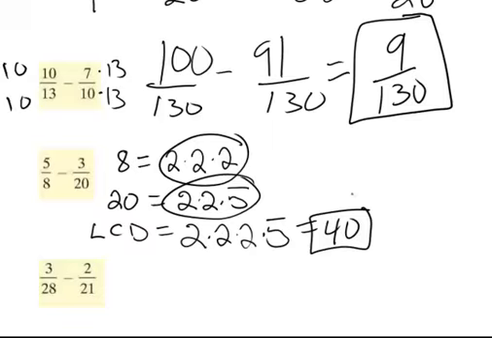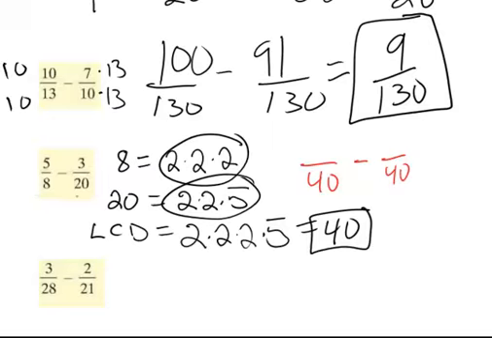Where do I have more 5's? The number 8 has more 2's. The number 20 has more 5's. Multiply my numbers out, and there's my LCD. So what I'm going to do now is write them in red. I'm going to write two fractions with the denominator of 40, subtracting, so I put a minus there.